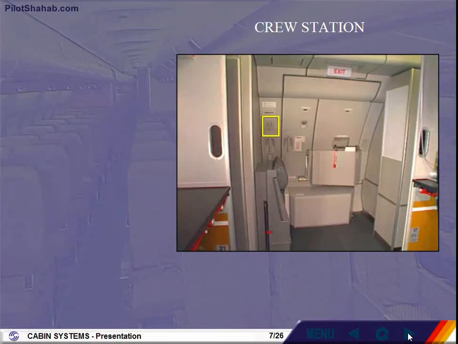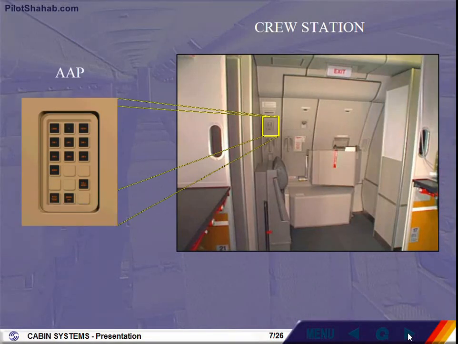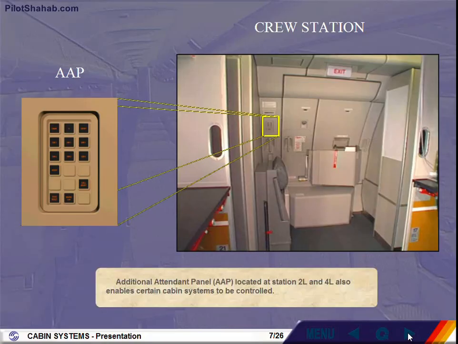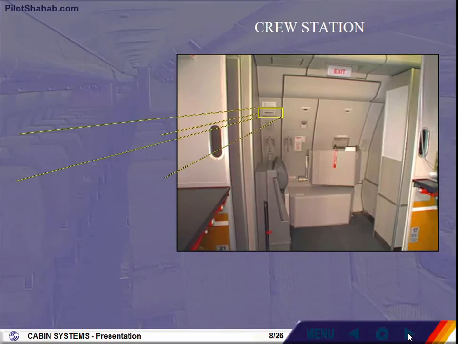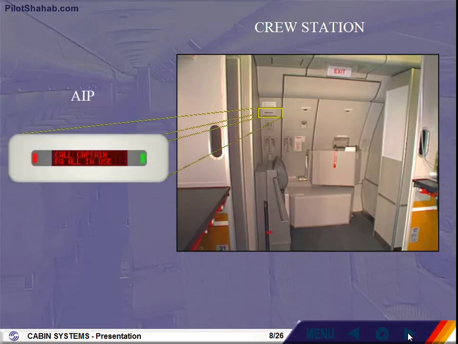The Additional Attendant Panel, AAP, located at Station 2L and 4L, also enables certain cabin systems to be controlled. The Attendant Indication Panel, AIP, is part of the communication system. It is located near each main cabin crew station. Communication and system-related messages are displayed.